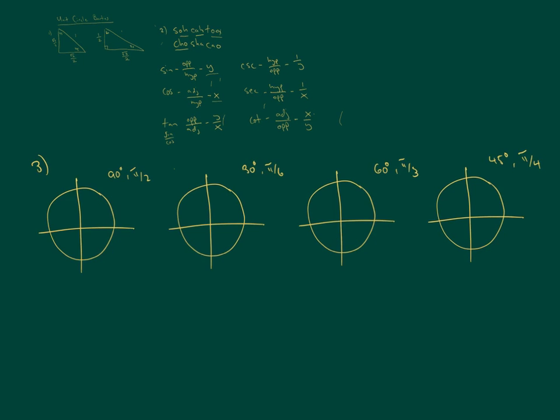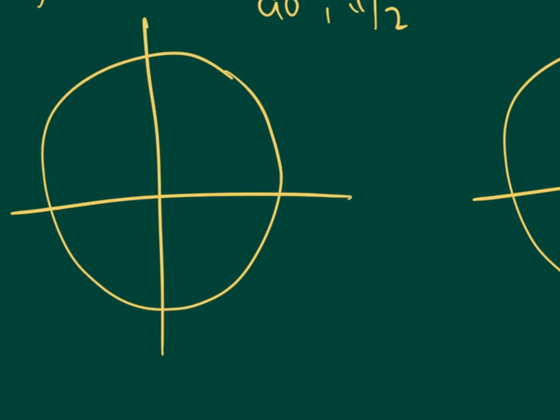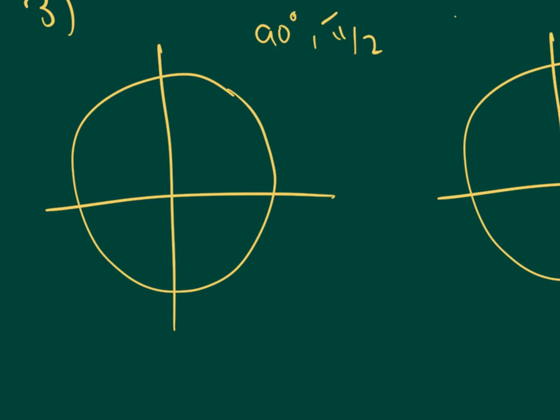So let's go first to this one here. So the two things are to name how far along you are. So here we're at 0 or 0 degrees, and then pi over 2 or 90 degrees. Here we're at pi or 180 degrees, and here we're at 3 pi over 2 or 270 degrees.